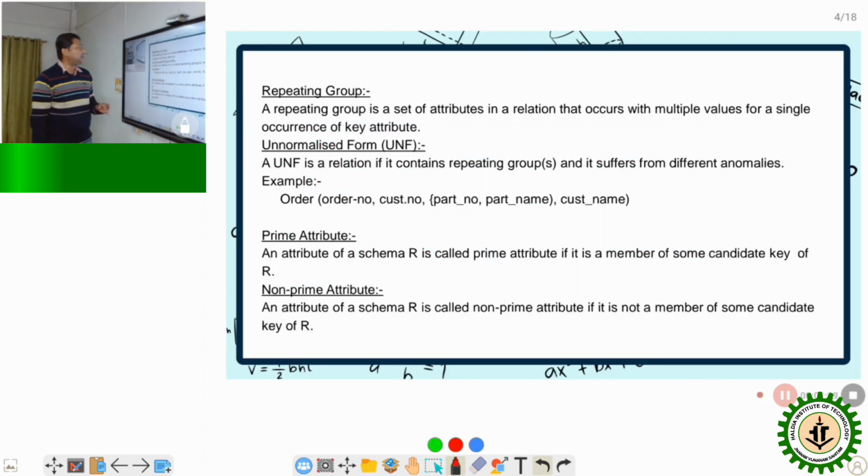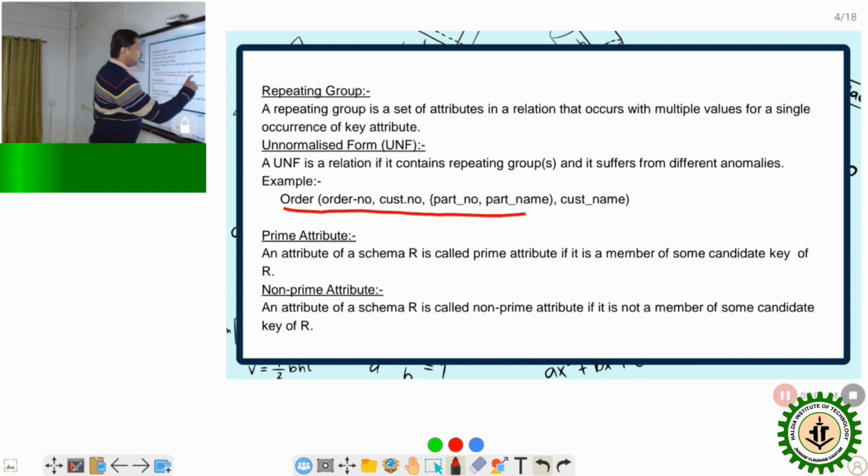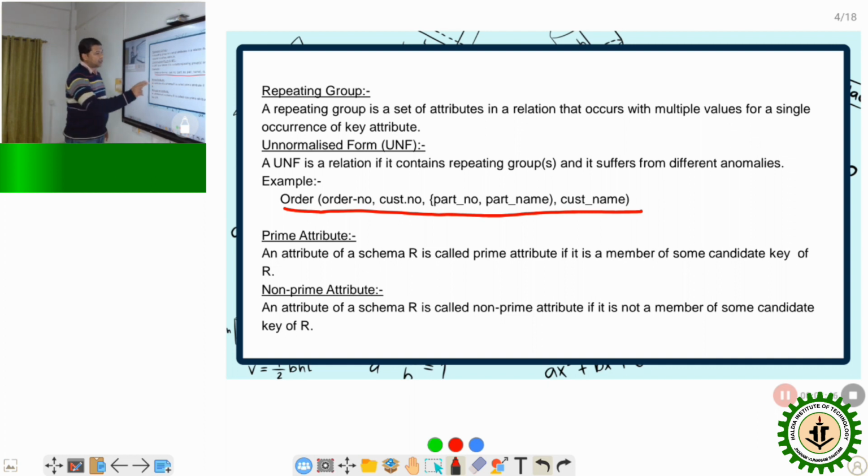We have to know about the repeating group. A repeating group is a set of attributes in a relation that occurs with multiple values in a single occurrence of the key attribute. Unnormalized form is the kind of relation which contains different kinds of anomalies and also repeating groups. For this particular example, we have seen that part number and part name are the repeating group. So we have to remove it. So we convert this table to first normal form, which will contain part number and part name in different rows.